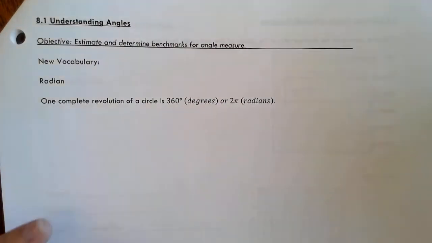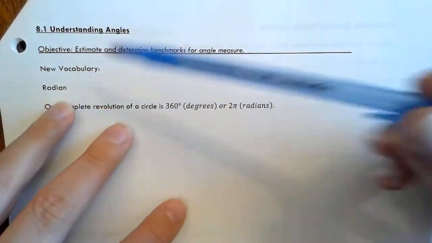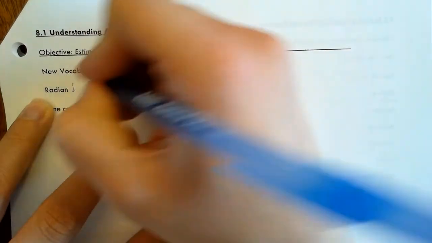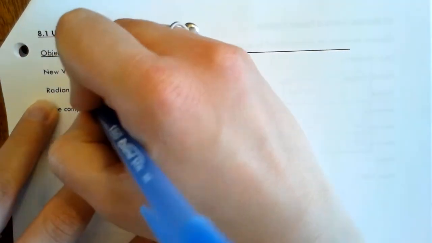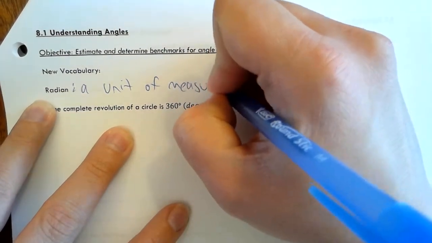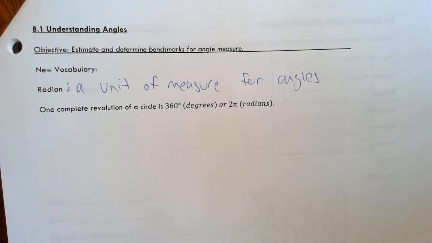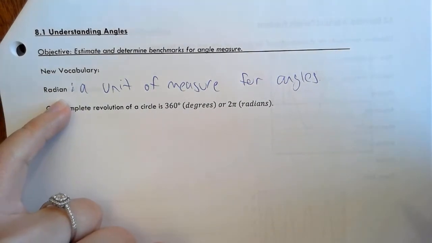All right. So let's start with 8.1 here. A new vocabulary is something called a radian. So let's just write this down, then we'll talk about it. A radian is a unit of measure for angles. Up until this point, you've probably used degrees as the unit for how big an angle is. But another one is radians, and they can be really helpful.